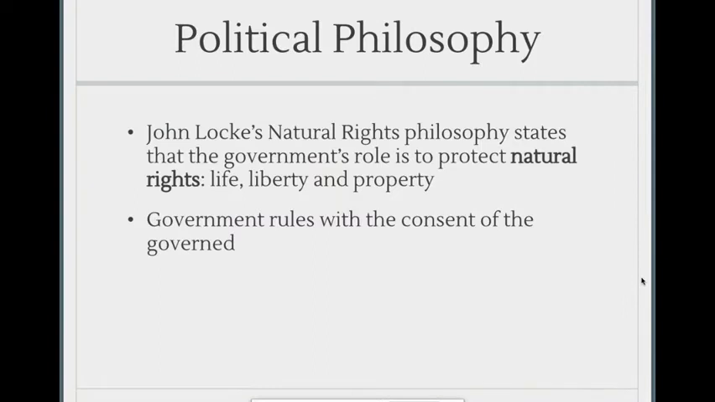Here we go. All right, so let's look at the political philosophy. We sort of touched on this last chapter, but John Locke's natural rights philosophy states that government's role is to protect our natural rights, which are life, liberty, and property, according to him. The idea is that government rules with the consent of the governed, right? Social contract. We give our consent, and every year we give our consent again to different representatives. Okay, it's called voting.